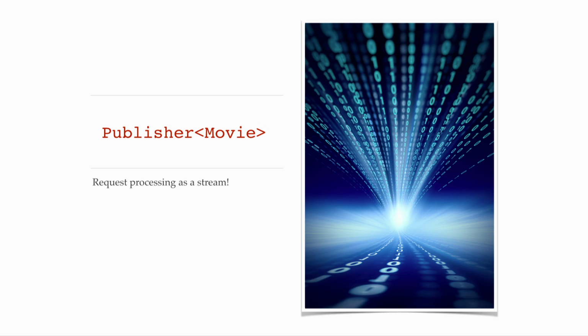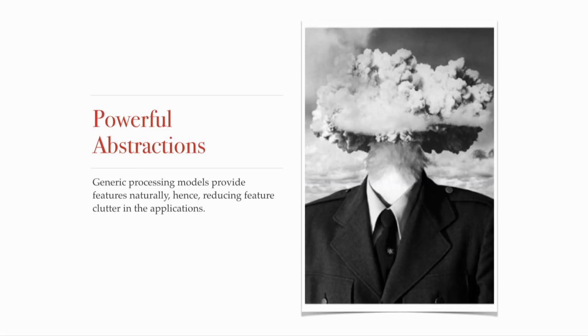So the entire request processing is expressed as a stream. And you get the benefits because you're getting all those things for free, because the abstractions are powerful. So the point here being that if you have powerful abstractions, it basically removes or reduces the amount of feature that you have to put in your application. And hence, you can focus on actual application code rather than adding features from a framework or an infrastructure point of view.